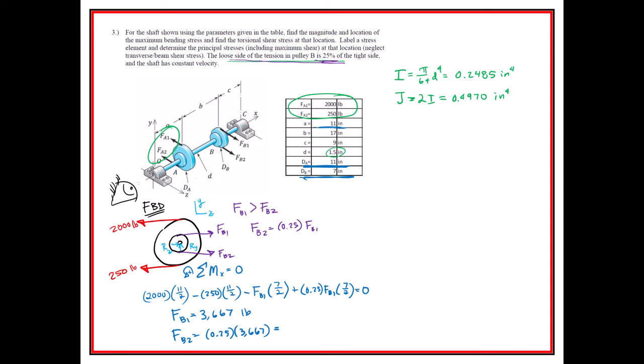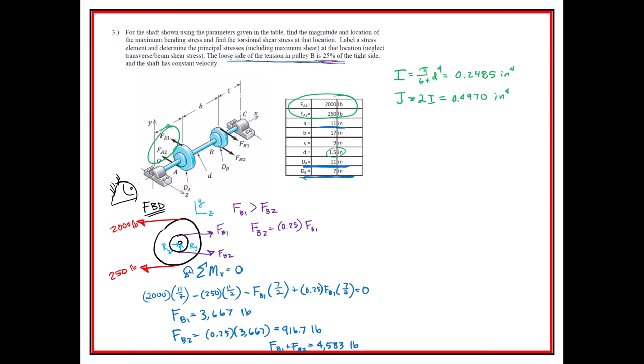400. Look, I can't read my own writing. I think that says it's, that must be 916. That can't be 416. So 916.7 pounds. And by the way, we're going to want to know at some point what FB1 plus FB2 is. Just so you know, we will want to know that. So I decided to calculate that for some reason down here. And that's 4,583 pounds.